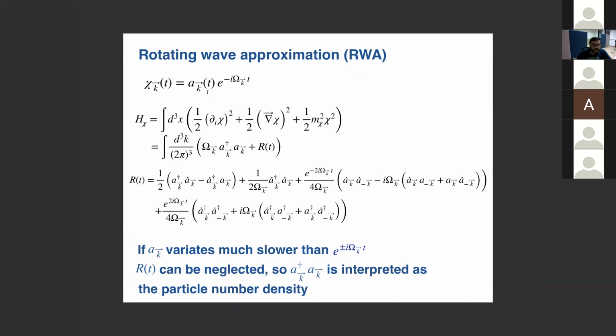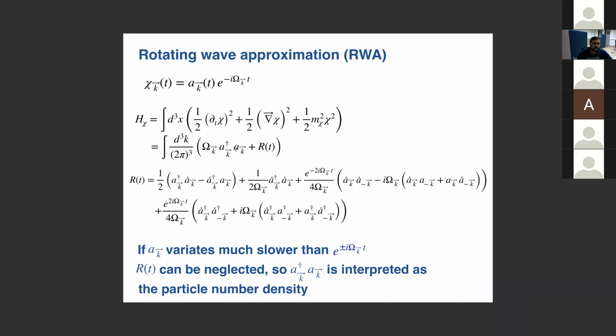If we write this chi in this way, we can compute the Hamiltonian of the system, and it is written in this way, and we have this R. The important thing here is that if A varies slower in time than these exponential oscillations, then R is negligible. We can neglect R.